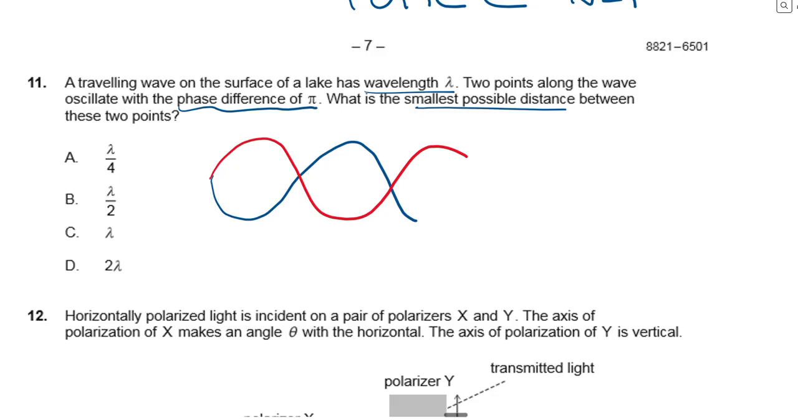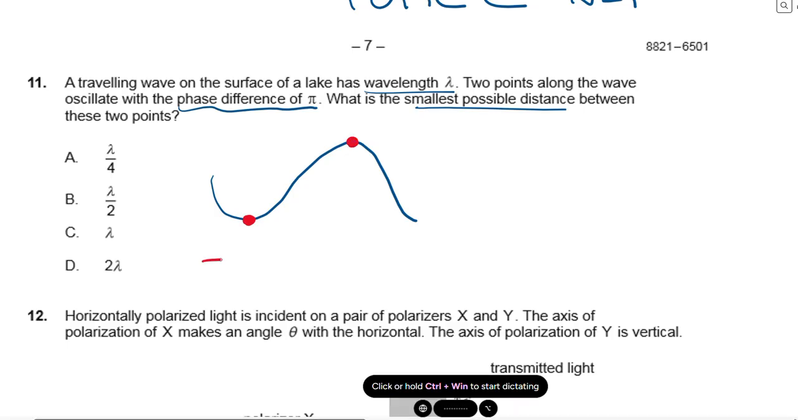Sorry, this is not a standing wave. We are talking about these 2 points being in antiphase, or pi out of phase, which is what we usually say. And so they oscillate completely oppositely, they're a half cycle out of phase, right? Because this would be a full cycle, that's our wavelength, but we have these 2 points.